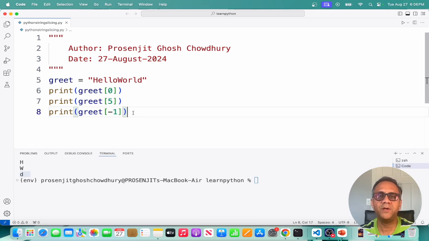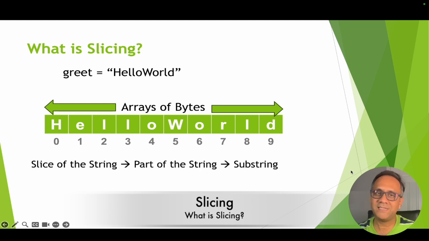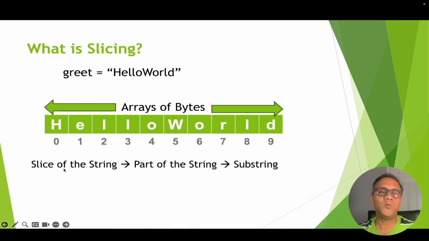Now we can jump into slicing and how slicing works. Let's try to understand what slicing is. So we have a string hello world here, and we're trying to get a slice of that particular string, or a part of the string, or the substring. Let's say world. We are trying to get world from hello world. We're trying to get a substring of this whole string.